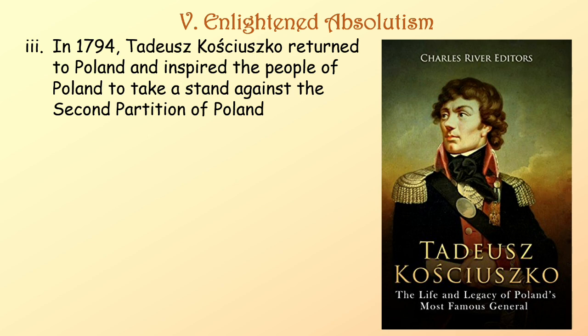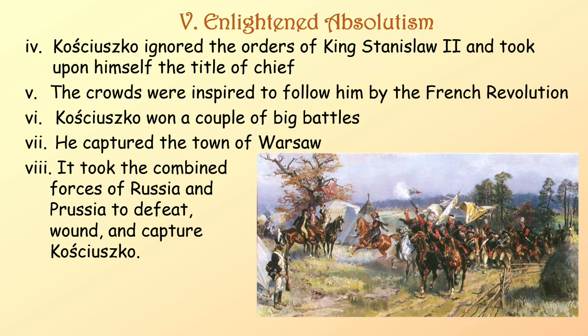In 1794, Tadeusz Kościuszko returned to Poland and inspired the people of Poland to take a stand against the second partition of Poland. And Kościuszko ignored the orders of King Stanislaus II and took upon himself the title of chief. And crowds in Poland were inspired to follow him because of the French Revolution that was going on. And we're going to learn a lot more about that in chapter 19.